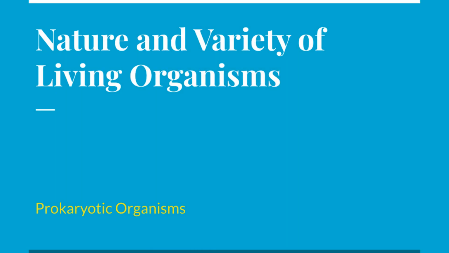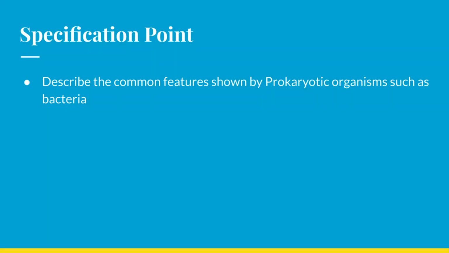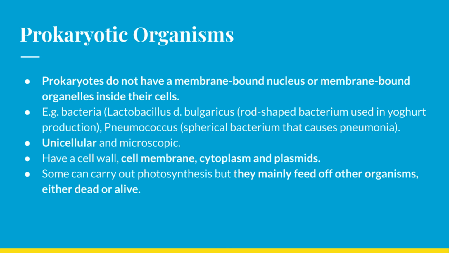The second class of organisms is prokaryotic organisms. By the end of this second section, you should be able to describe the common features shown by prokaryotic organisms such as bacteria. Now, prokaryotes do not have a membrane-bound nucleus or membrane-bound organelles inside their cells. They include bacteria, for instance Lactobacillus bulgaricus, which is a rod-shaped bacterium used in yogurt production. Another type of bacteria is pneumococcus, which is a spherical bacterium that causes pneumonia.